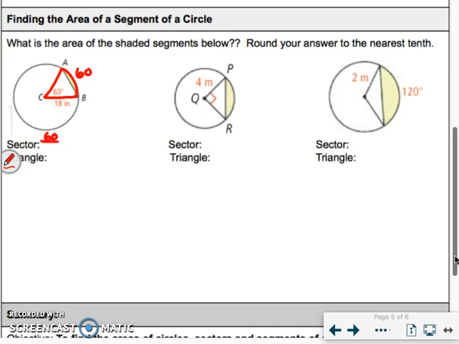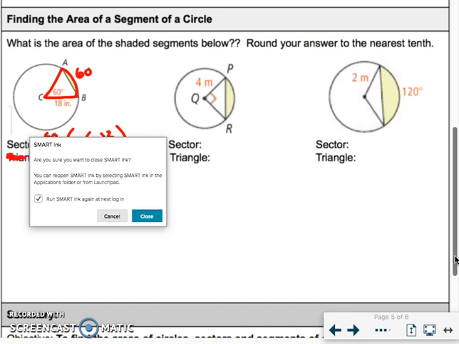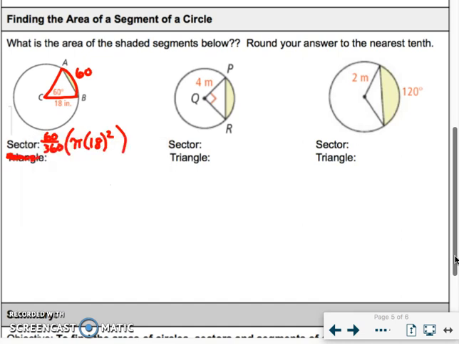60 out of 360 times pi times the radius, 18 squared. All right, I'm going to move this triangle down a little bit just so that we can rewrite that with a little bit more space. So the sector is really 1/6 of 324 pi, or that's going to be 54 pi to be exact. That's going to be my sector area.